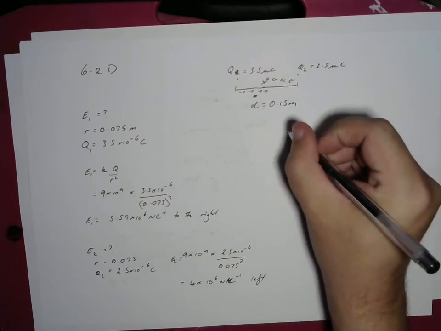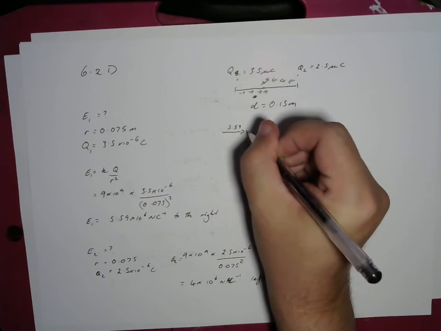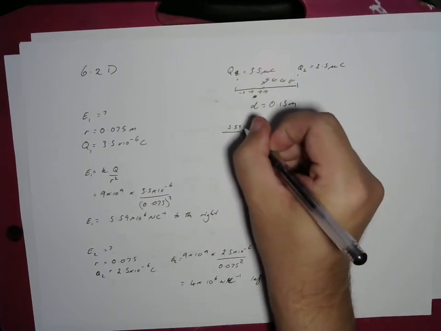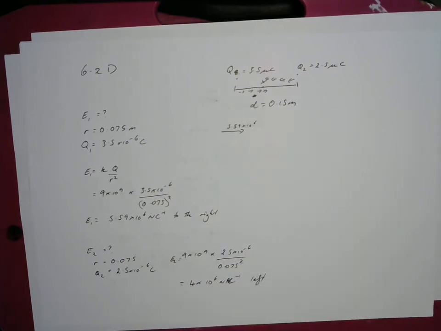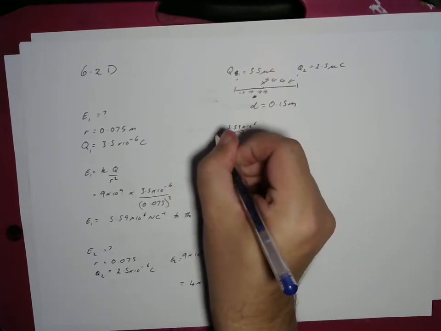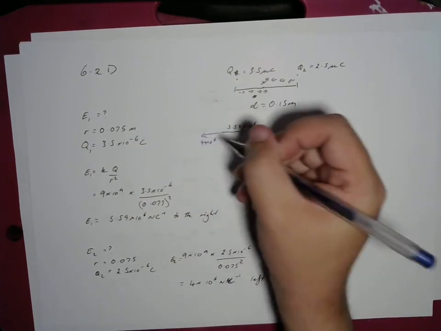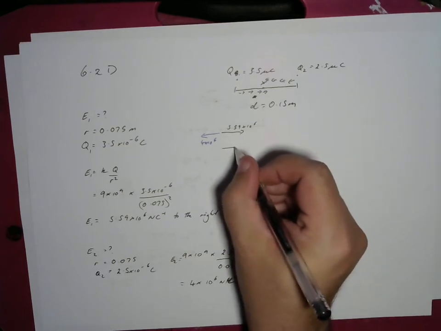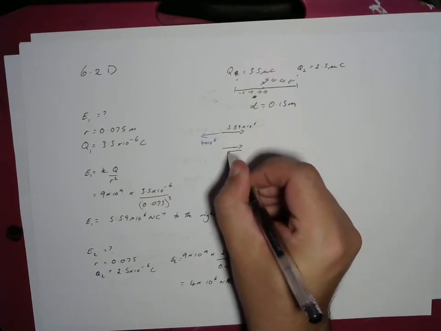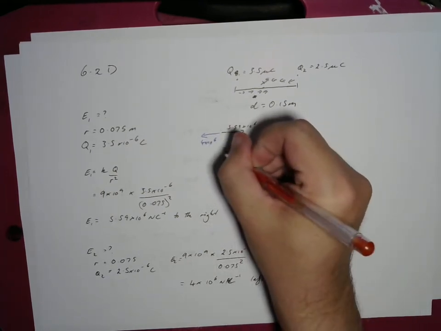So if we think about some point here in the middle, we have a 5.59 times 10 to the 6, and, I'll do this in a different colour, a 4 times 10 to the 6 in the opposite direction. If we add these together, again we add them head to tail, so we're going to have 5.59 and then 4, and what we're trying to find is this length here.